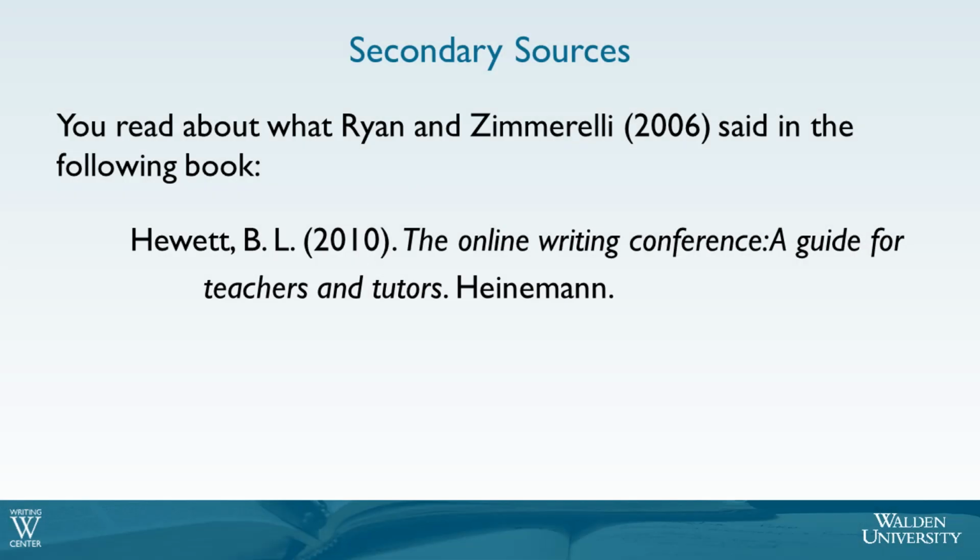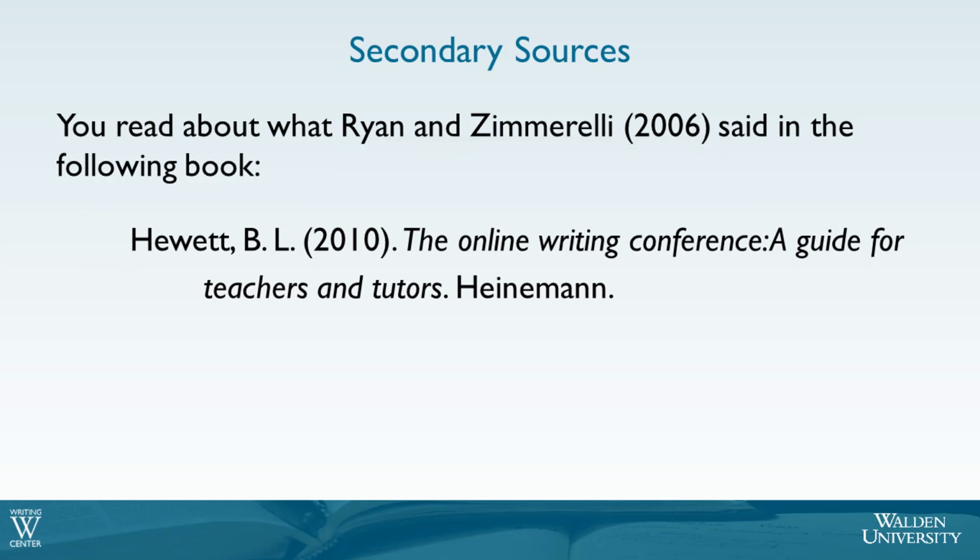Secondary sources refer to situations where you haven't read a source yourself, but you've read about a source in another source. This can be best explained through a simple scenario. Let's say that you are reading the book The Online Writing Conference by Hewitt, and in Hewitt you read about what Ryan and Zimmerelli said in their 2006 publication. You haven't actually read Ryan and Zimmerelli, but you like what Hewitt reported that they said, and you want to include it in your own writing.